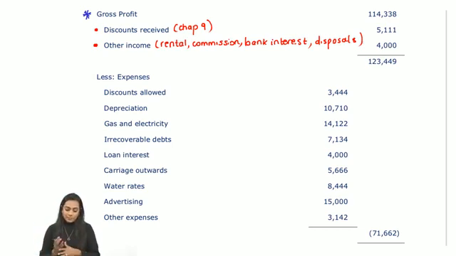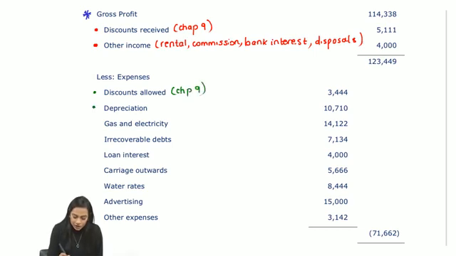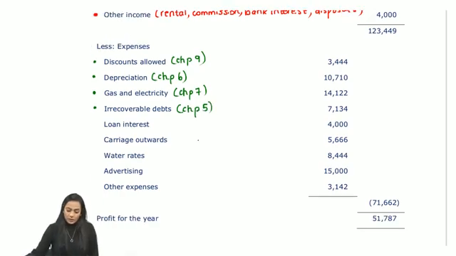So you've got examples of expenses: discounts allowed, which is the opposite of discounts received. We'll see that in chapter 9. Depreciation, we'll see that in chapter 6. Gas and electricity, we'll see that in chapter 7. Irrecoverable debts, chapter 5. Loan interest, chapter 14.